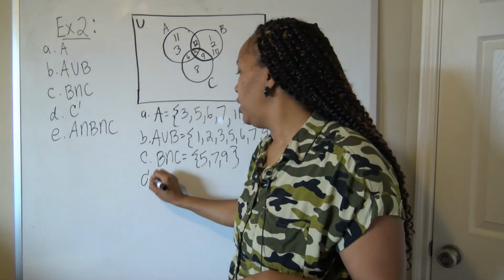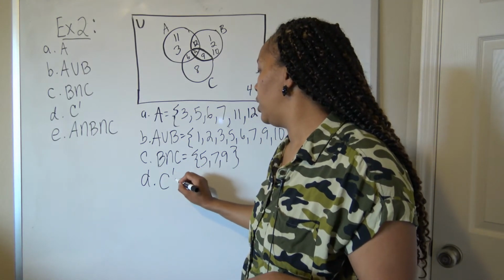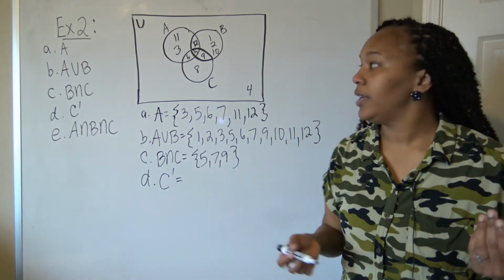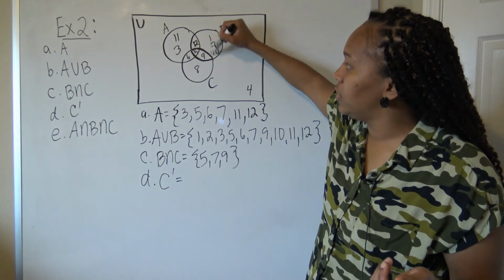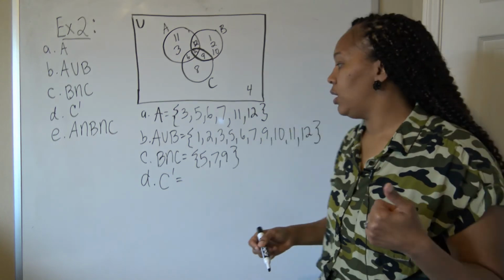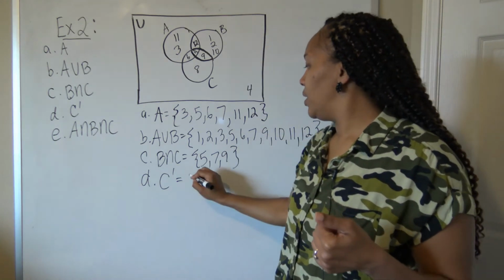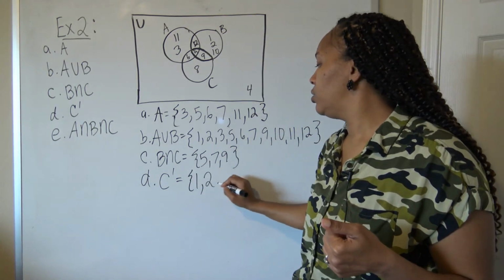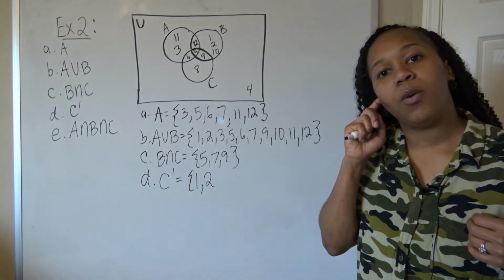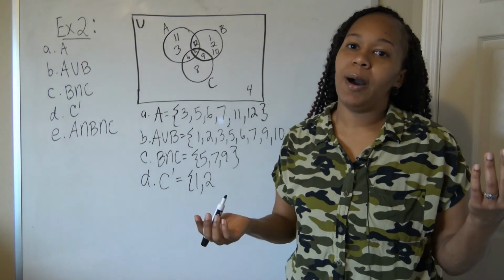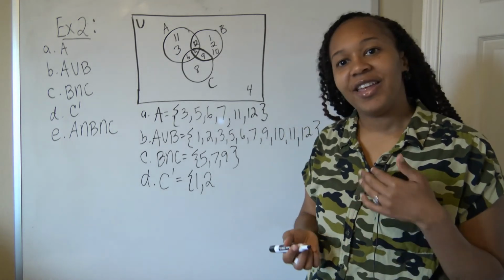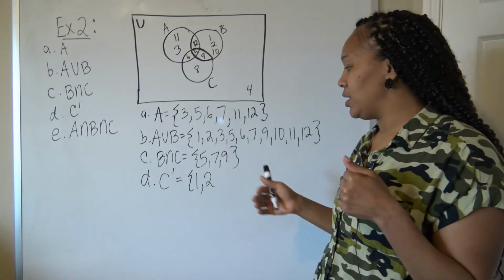For part D is C complement. That means the things that are not in C. So C is this circle right here. So everything outside of that circle would be a part of C complement. So if I start with my smallest one, 1, 2, and on the homework, I don't think it's required for you to list them in order. It's just what we call proper mathematical etiquette to list them in order from smallest to biggest.